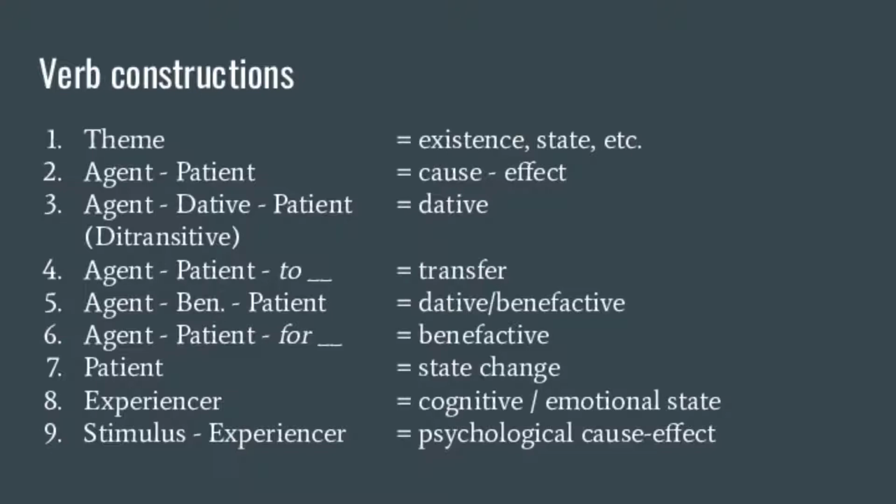State change, the car disappeared, patient. Experiencer predicates, like I'm scared, or stimulus experiencer verbs, like the monster scared the boy, which is modeled on the agent patient or the cause effect kind of verb. So these kinds of argument structures, these sets of semantic roles with verbs, they themselves convey a certain meaning. You're saying this is a cause and effect kind of verb.